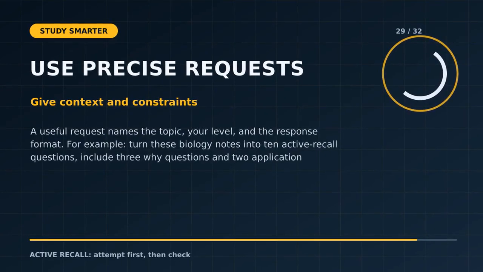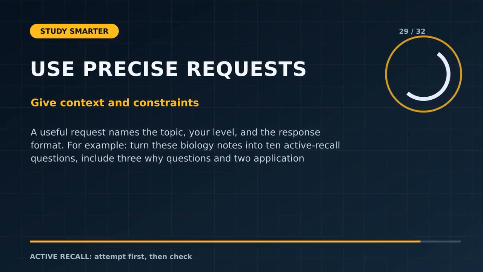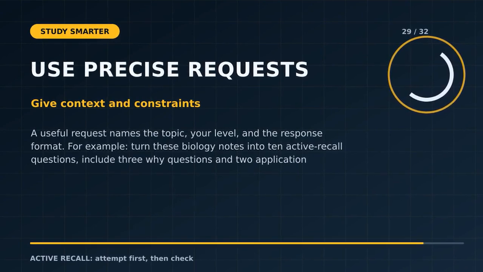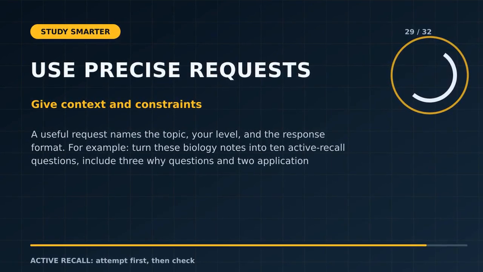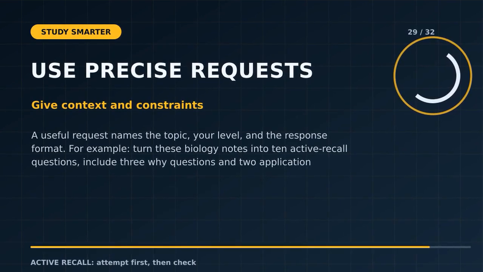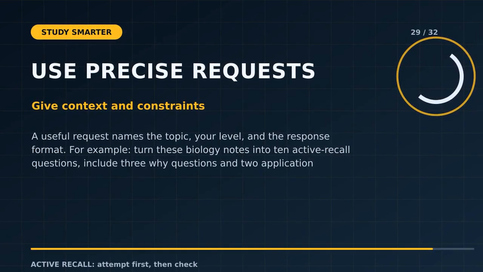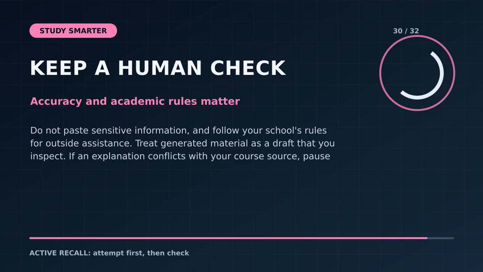A useful request names the topic, your level, and the response format. For example, turn these biology notes into 10 active recall questions, include 3 why questions and 2 application questions, but do not show answers until I attempt each one. Or, quiz me on this process, tell me only whether my answer is incomplete, then ask a follow-up question.